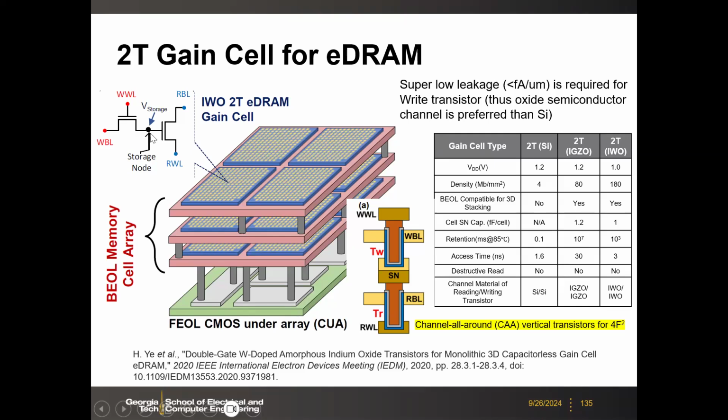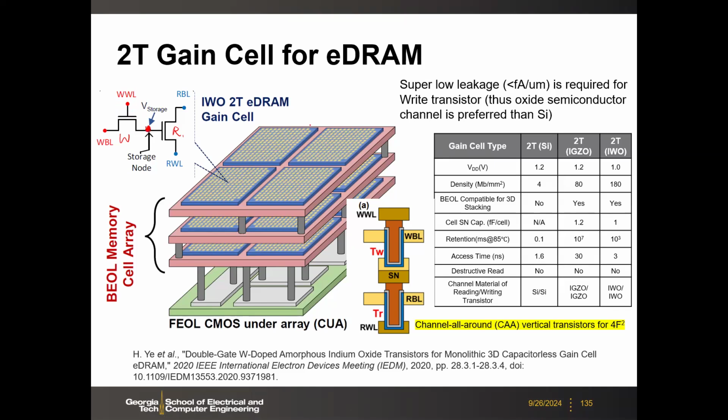You're going to get charge here by injecting the charge from this right transistor. This is a write transistor. This is a read transistor. So let's say if you write the data in, you have electrons, you have charges here.